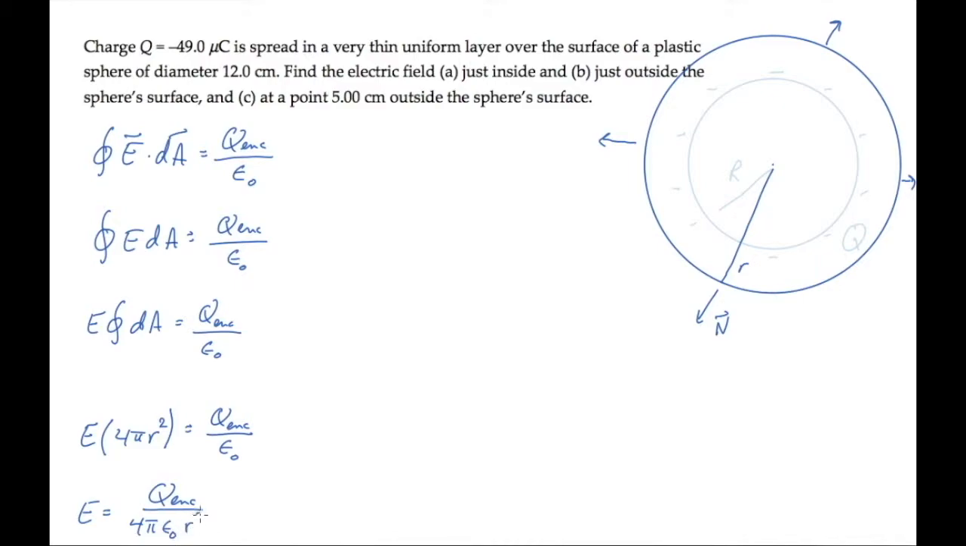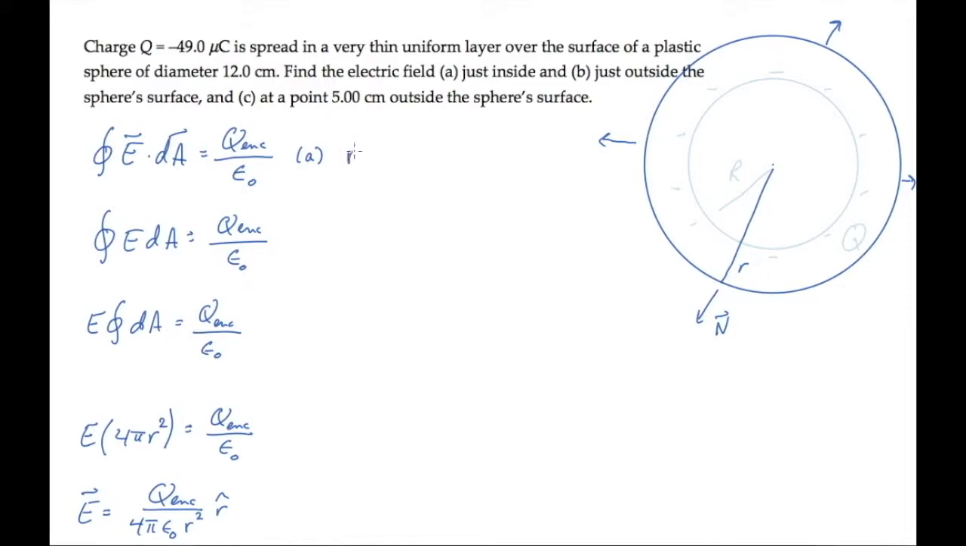Going back to the symmetry argument, the electric field is in the radial direction, so that gives us the electric field vector. It depends on the enclosed charge and the radius of the sphere. Now we can apply this result to each of the locations we were asked about.